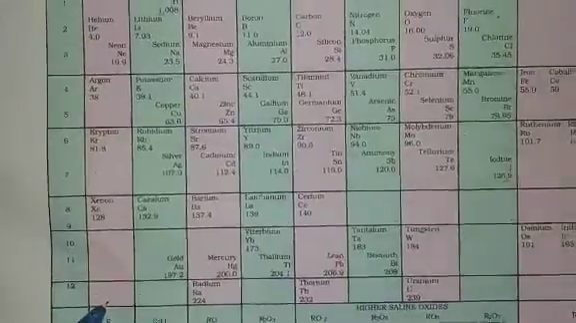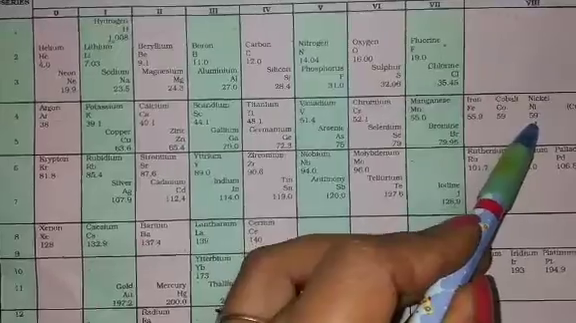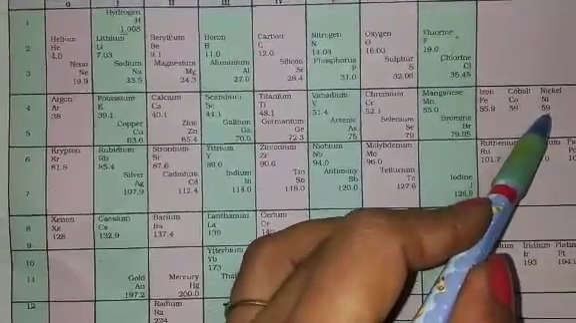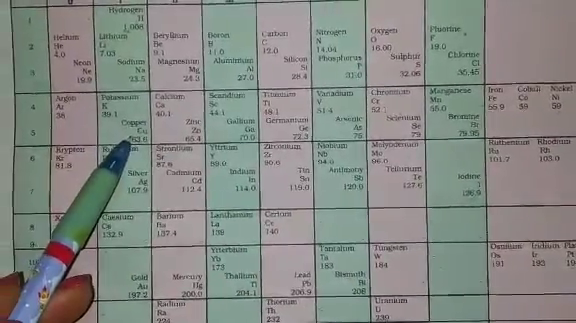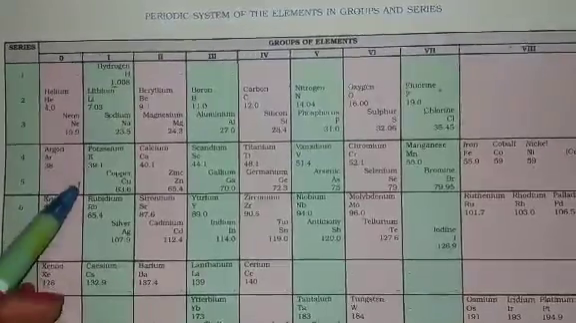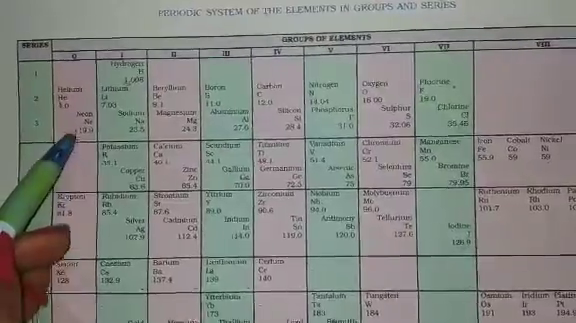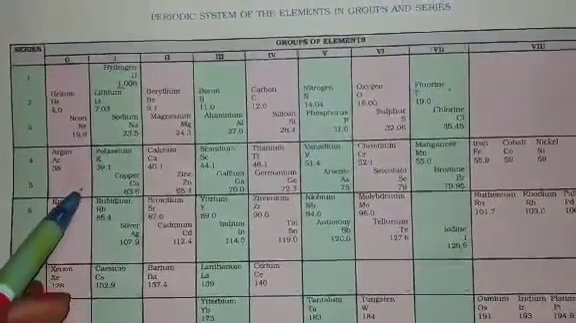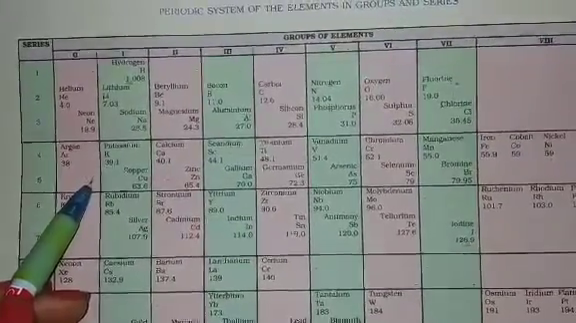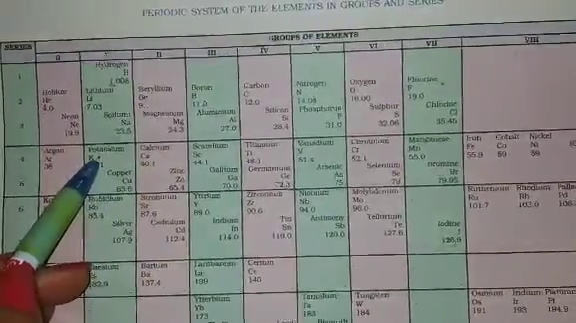For example, after nickel, he found out that here is copper. Copper should have come here after neon, below neon. But copper does not resemble the properties of neon, but it resembles the properties of potassium and sodium.